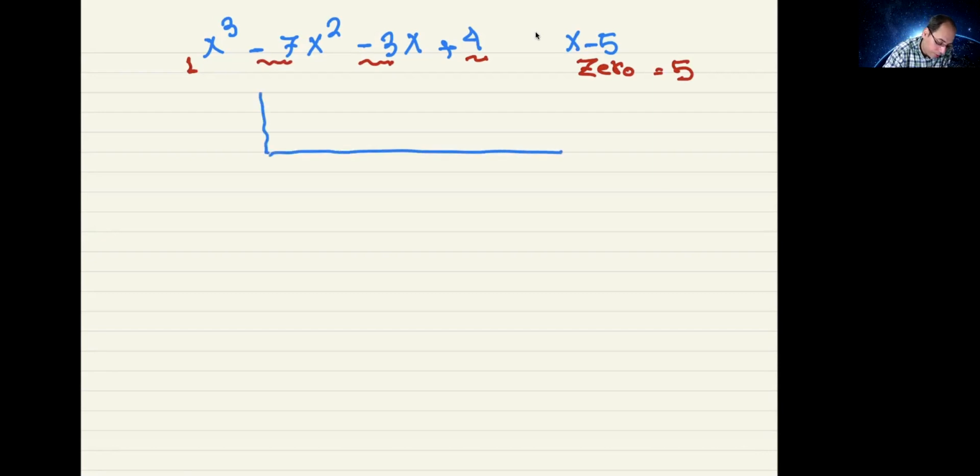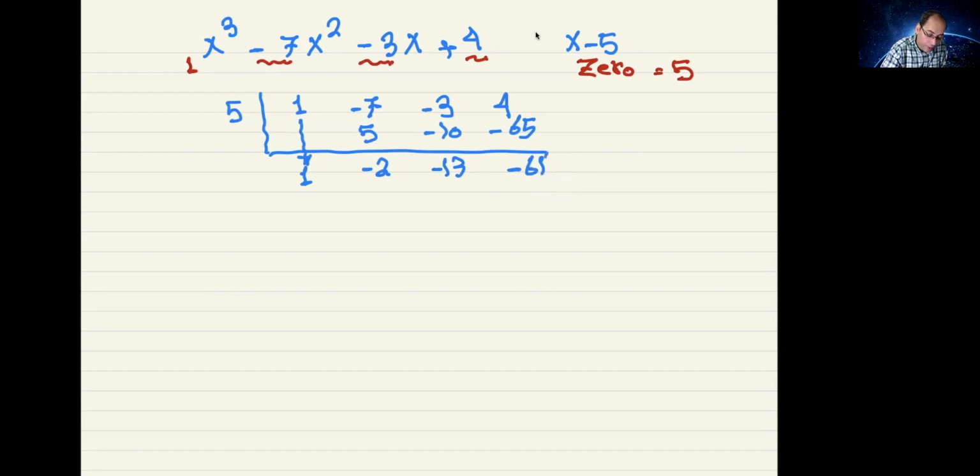Put the 0 on the left, which is 5. The coefficients 1, negative 7, negative 3, and 4. Now we get the 1 down. So I have 1 here. And 1 times 5 is 5 here. 5 minus 7 is negative 2. Negative 2 times 5 is negative 10. Negative 10 and negative 3 is negative 13. Negative 13 times 5 is negative 65. Plus 4, I got negative 61.